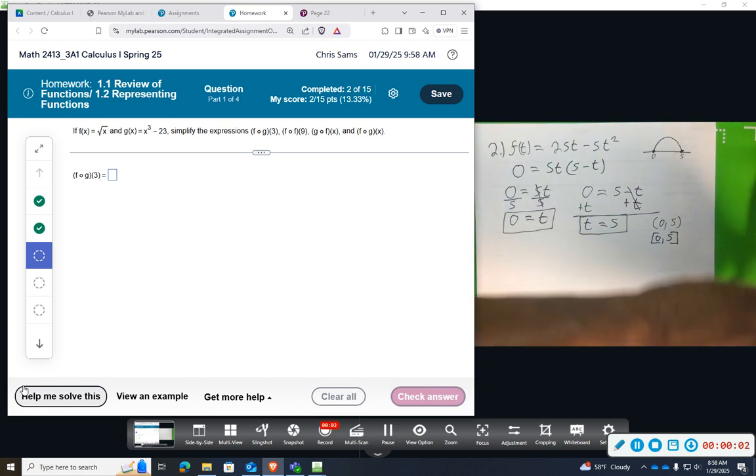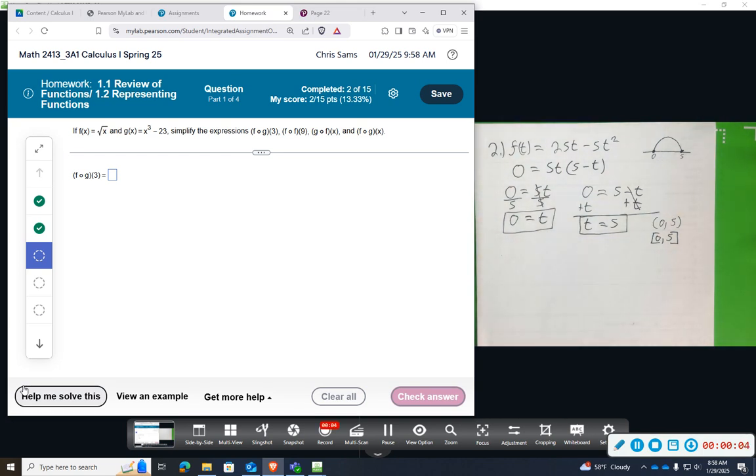All right, question number 3, we're going to be doing composition of functions. We have 4 parts, and we want to simplify the expression f of g of 3, f of f of 9, g of f of x, and f of g of x. Okay.